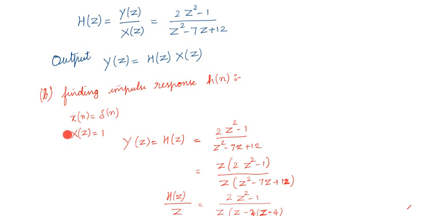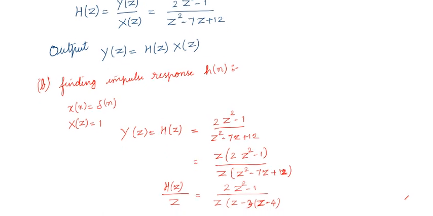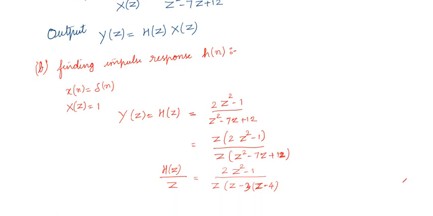So what is the Z transform of the impulse signal? The Z transform of the impulse signal is 1. So the output Y of z equals H of z, because X of z becomes 1. Right? Now this is my H of z. I can see a very important thing.